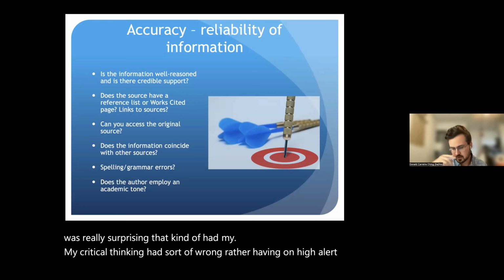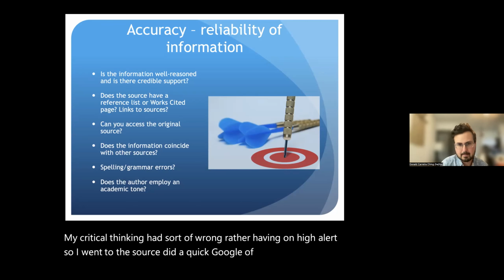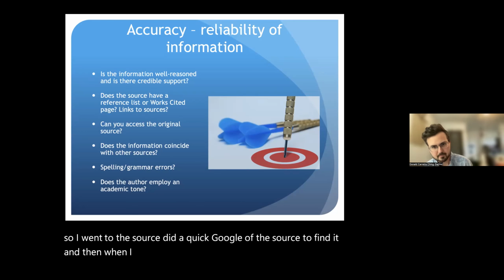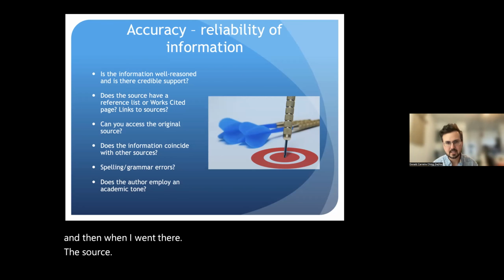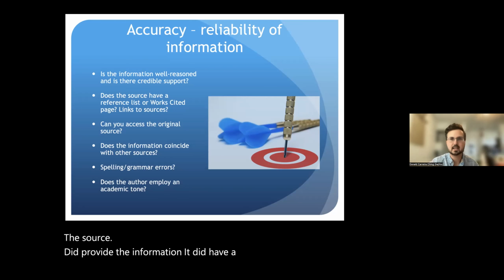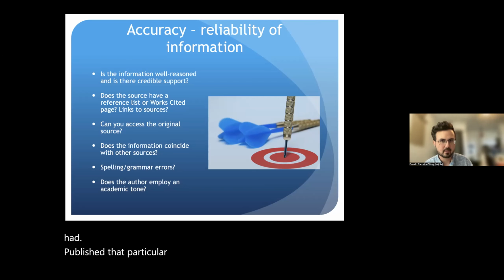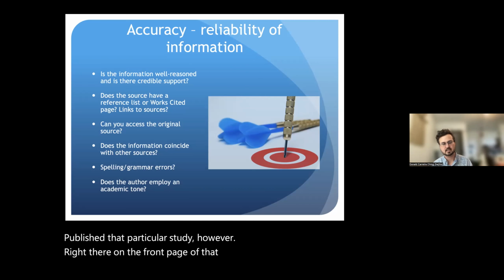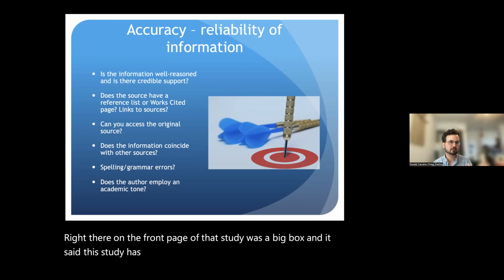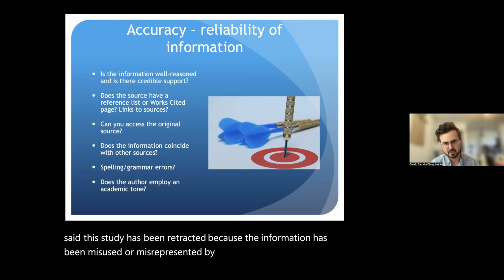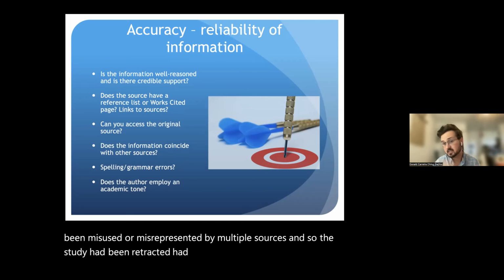So I did a quick Google of the source to find it. And when I went there, the source did provide the information. It did have a link. I clicked on the link and it took me to the website of the educational institution that had published that study. However, right there on the front page of that study was a big box that said, this study has been retracted because the information has been misused or misrepresented by multiple sources. So the study had been retracted, removed. Thus, there's an issue there, right? And there's an issue all the way down the chain.